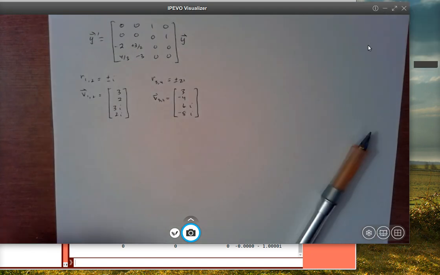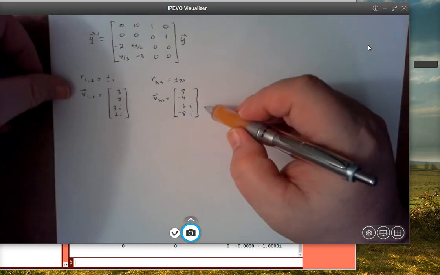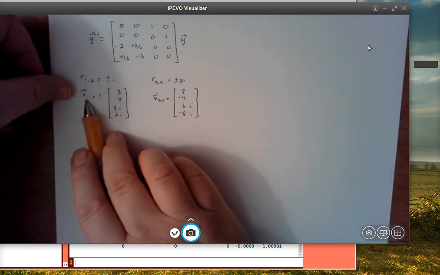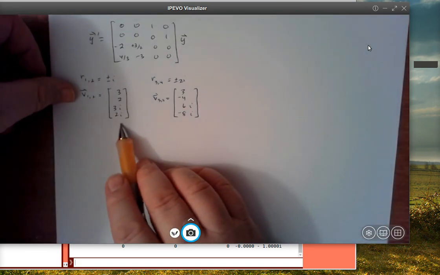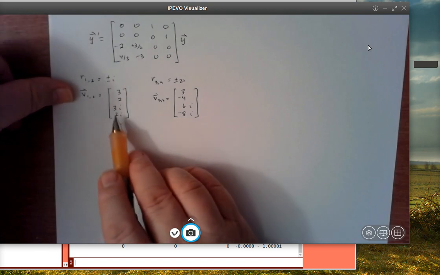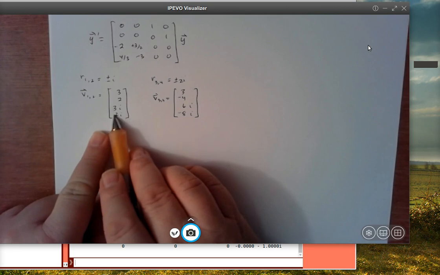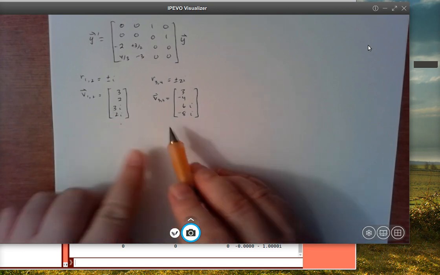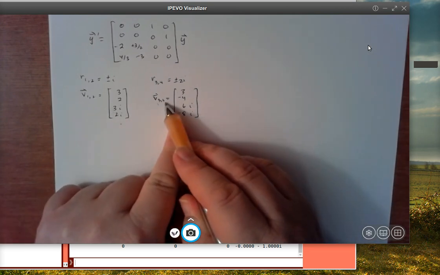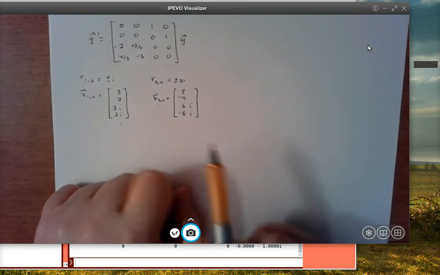Alright, so here we have our 4 eigenvalues and our 4 eigenvectors. By the way, I wrote this as v1, 2, but this is only v1, right? To get v2, I would have to negate or take the complex conjugate of the bottom two here. Similarly here, to get v4, I would take the negative of these two.